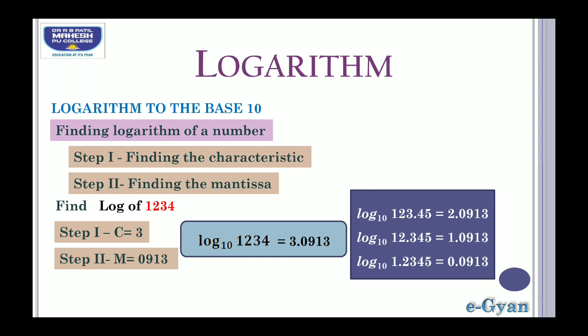So therefore the only thing that changes is the characteristic. The characteristic for the first number is 2, for the second is 1, and for the third one is 0, whereas the Mantissa remains the same. I hope you have understood the method to find the logarithm of a number to the base 10.